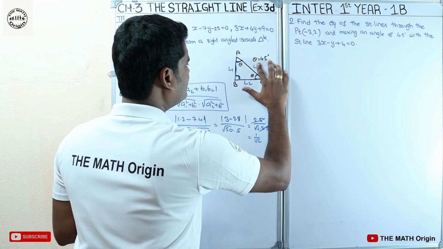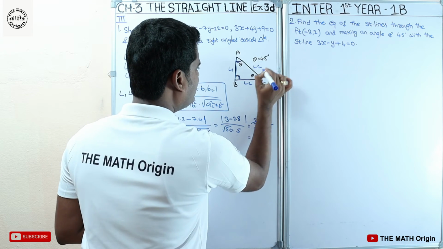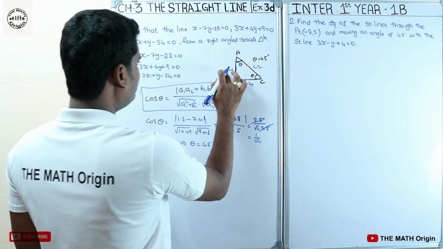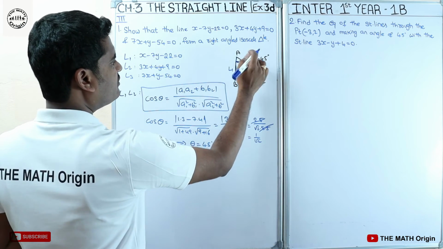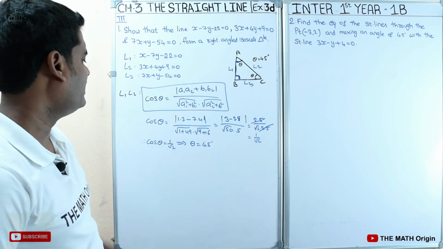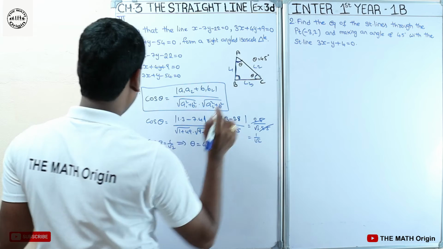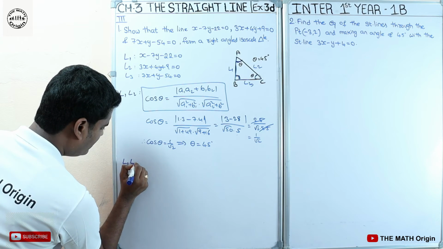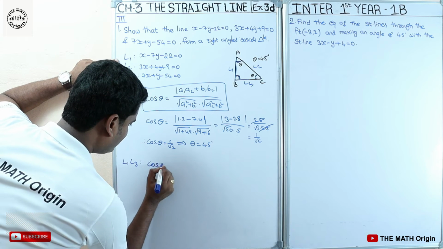Okay, this is L2 and this is L3. So now I derived L1 and L2 and got angle A as 45 degrees. Now I will derive L1 and L3. Let's put the same formula.